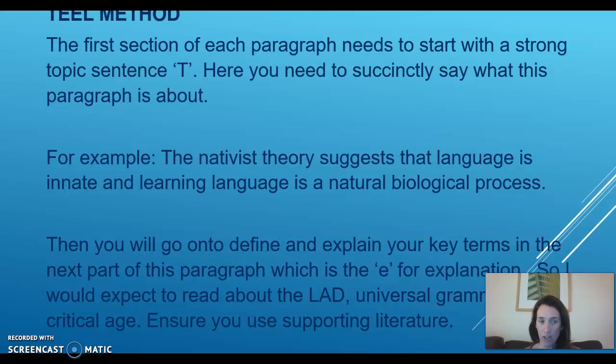Then the next section will go into defining and explaining your key terms. So it's a little bit more than just a sentence about each of those key terms. We need to see that you can really understand and link these key terms to get a really great overall explanation of your theory. So the E, which is for explanation, would be after this topic sentence. I would expect to read about the LAD next, and universal grammar and the critical age, but of course with supporting literature.